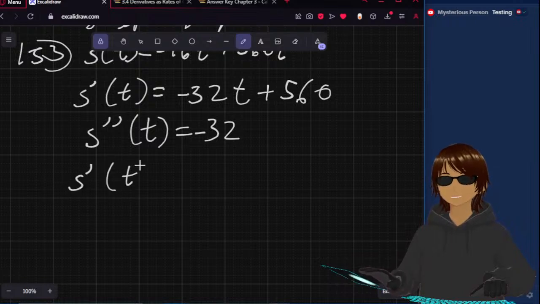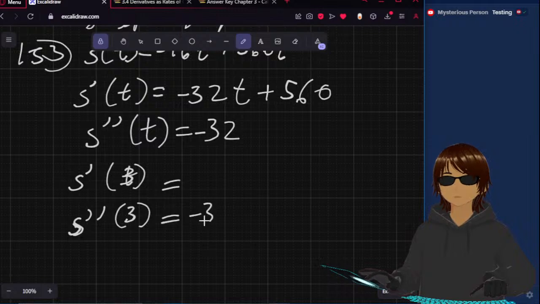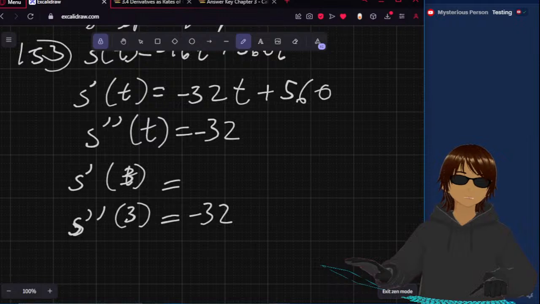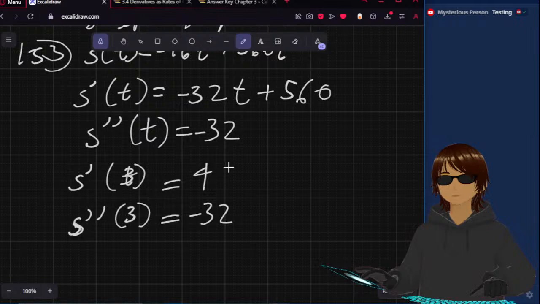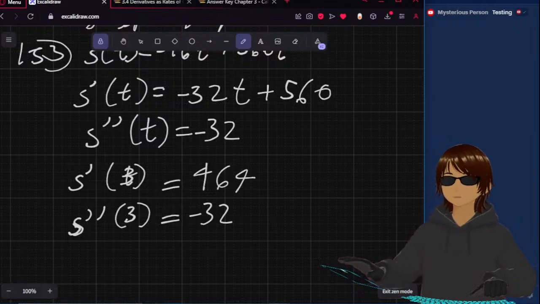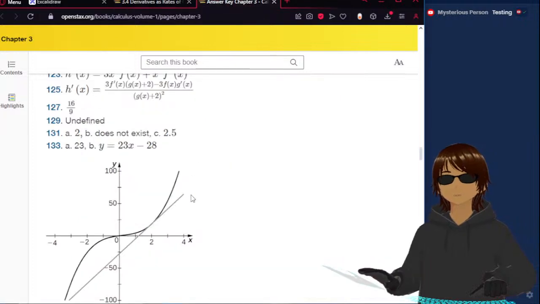So s of t, s of 3, and then s3. This will be minus 32 times... a calculator next to me... 464. Let's see the answer.